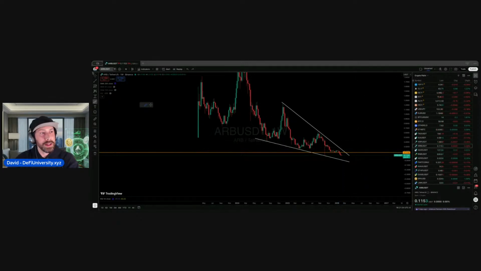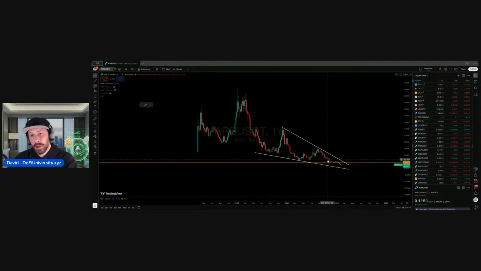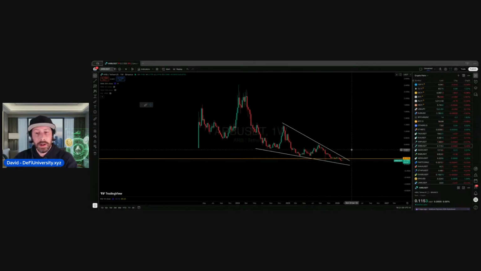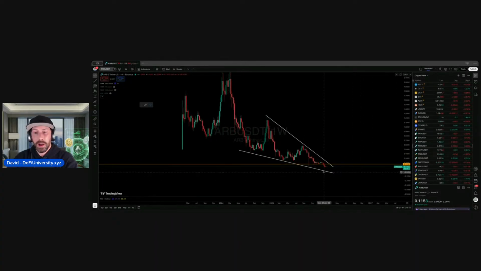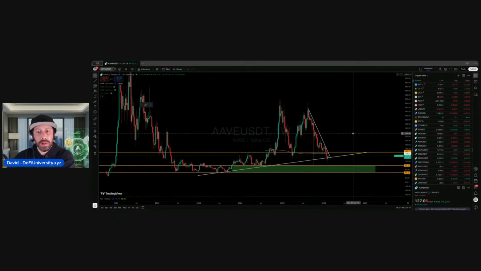I can't quite tell why this even exists, but it's exhibiting a bullish price action pattern over the last couple of years here. But I expect that it will continue its downtrend in the immediate term. I'll be a buyer at 2 or 3 cents though. Here's Aave. So Aave, big bounce over the last couple of days.